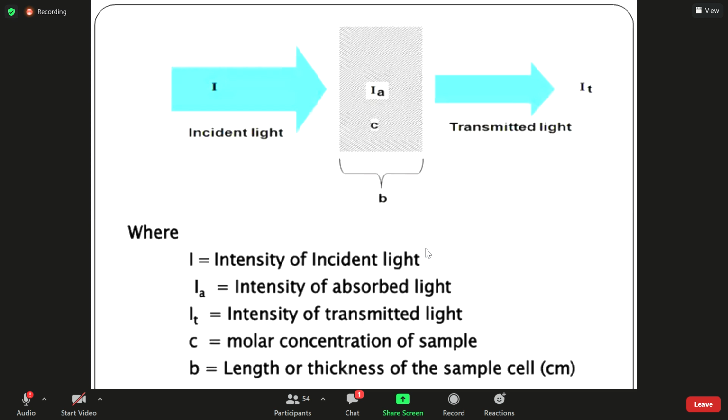Do you understand these terminologies? Intensity of incident light, transmitted light, absorbed light, and what is c? The molar concentration of the sample, then the thickness of the sample. All of you understood, right? Yes, ma'am.